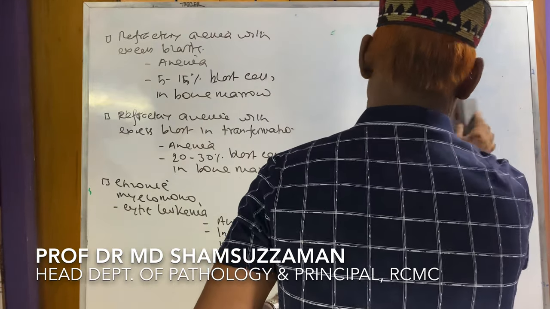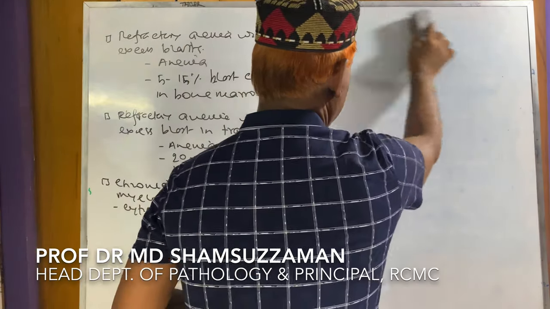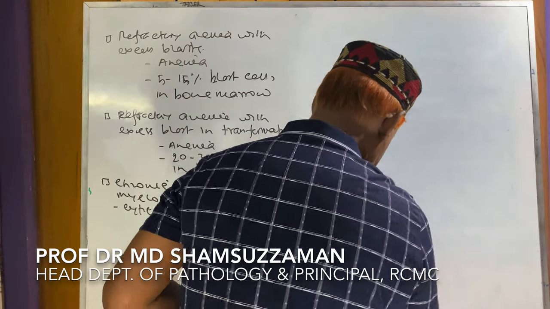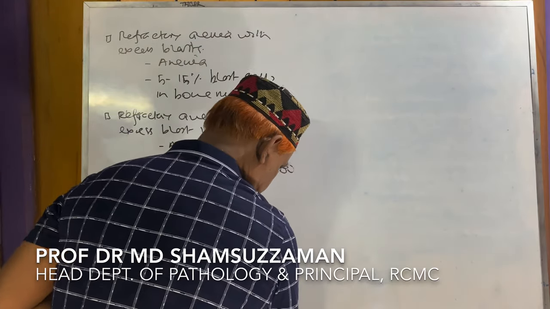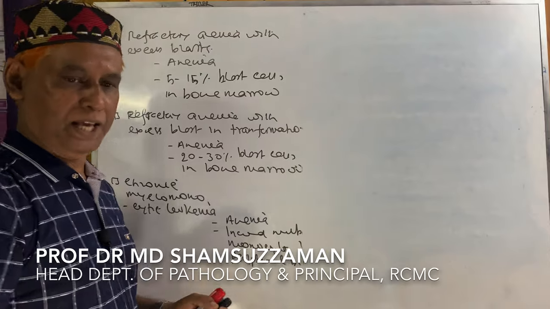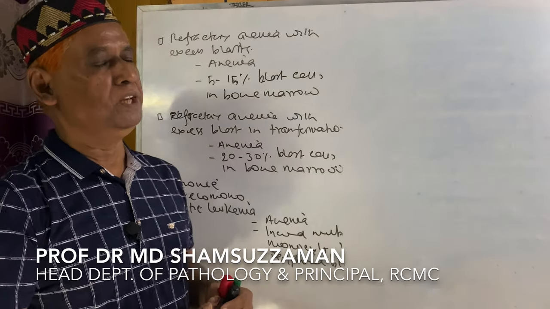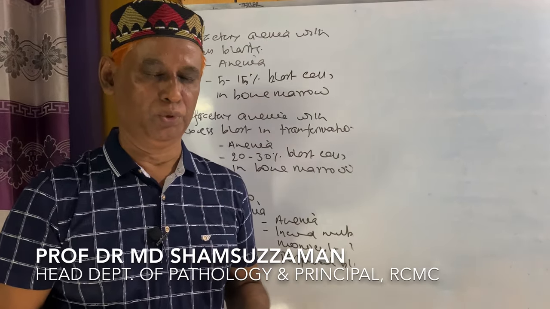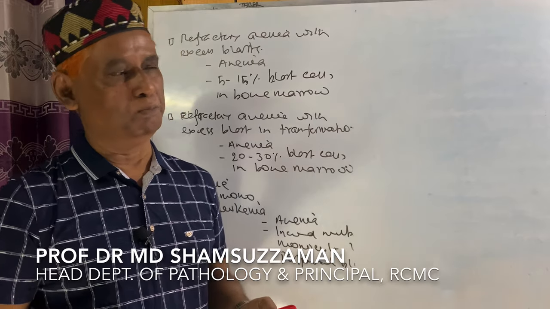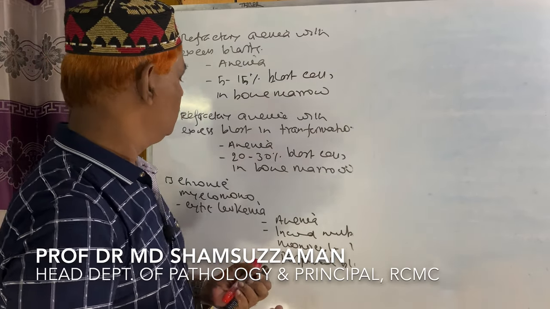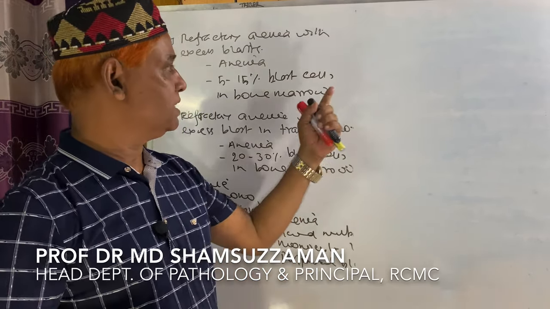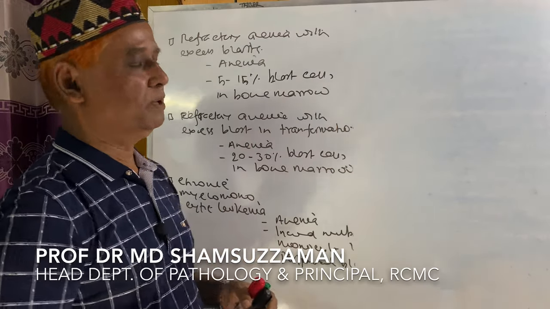Dear audience, again we recall, it is a leukemia related heterogeneous group of disorders characterized by cytopenia due to ineffective hematopoiesis, due to dysplastic change in bone marrow, we can say. And this is the presentation and this is the classification.